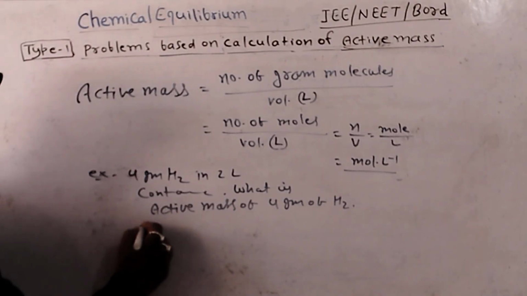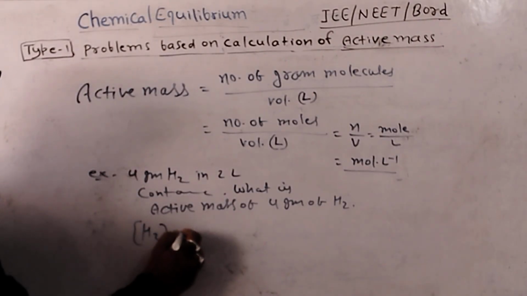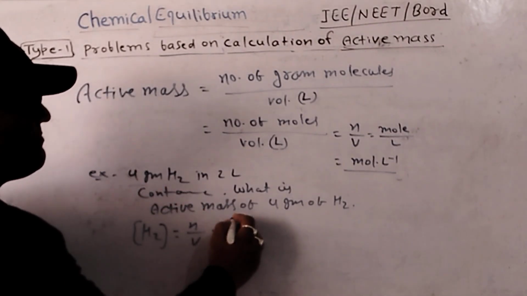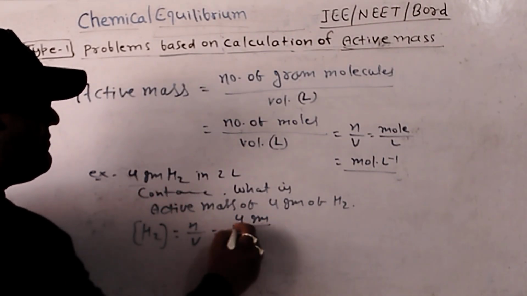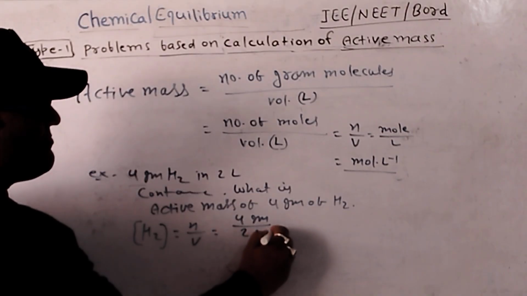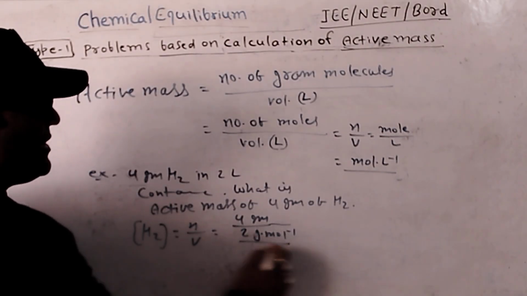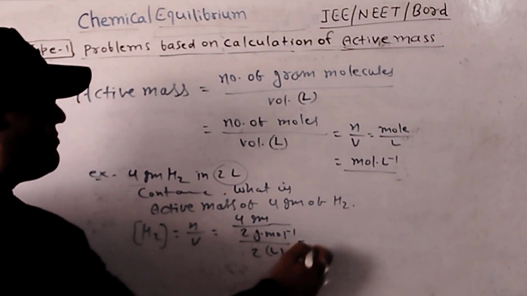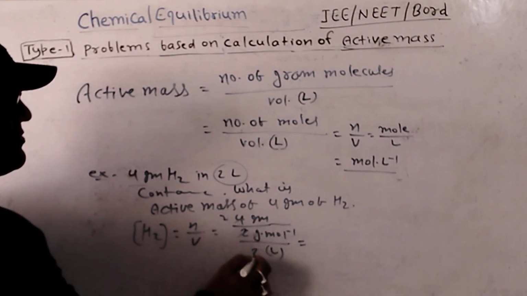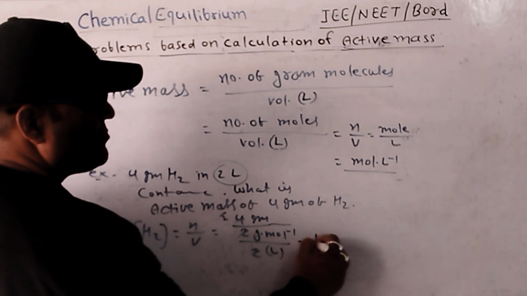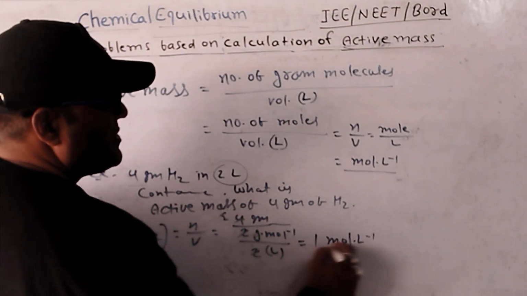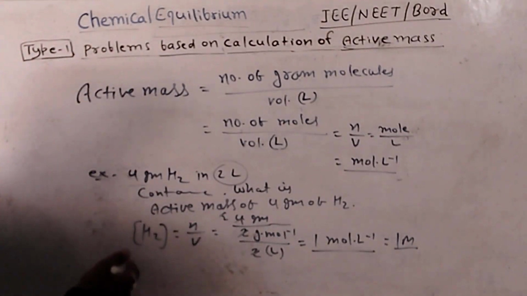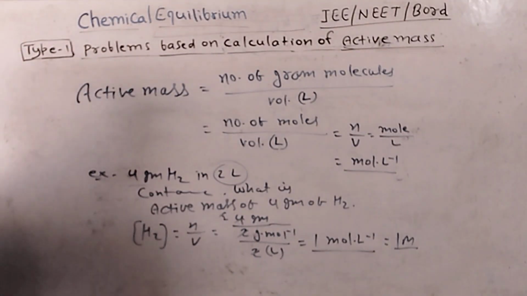Then we can find the active mass of H2 in mole per liter by the formula N by V, where N is number of moles. So 4 gram is the given mass of H2, divided by molar mass of H2, 2 gram per mole, and divided by volume. Volume is 2 liter. So 2 2s are 4, 1 2 1 are 2. So 1 mole per liter, or 1 capital M. So 1 mole per liter is the active mass of 4 gram of H2. This is the answer. So you can take a screenshot.